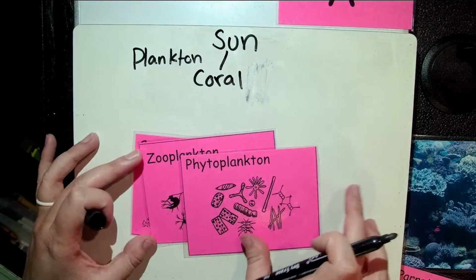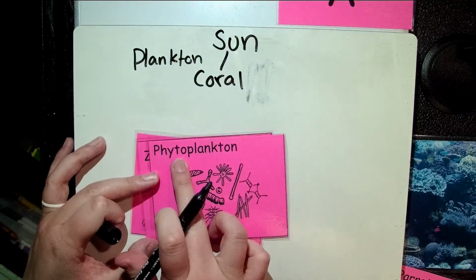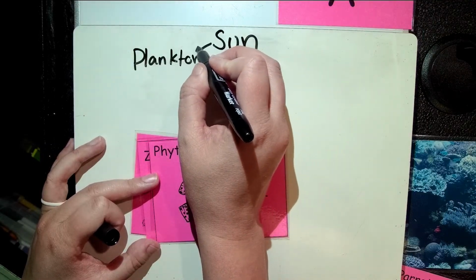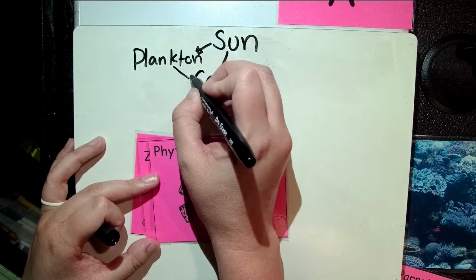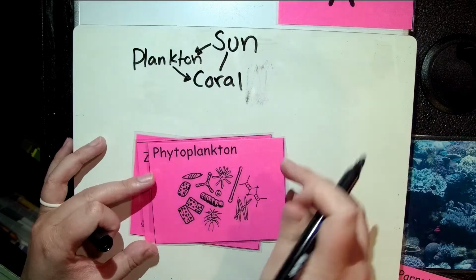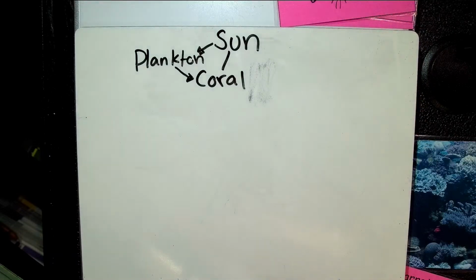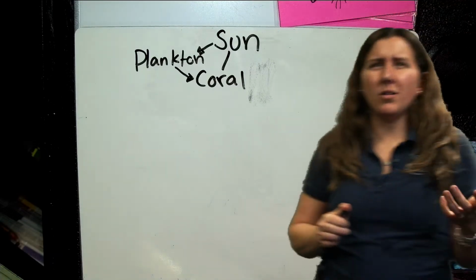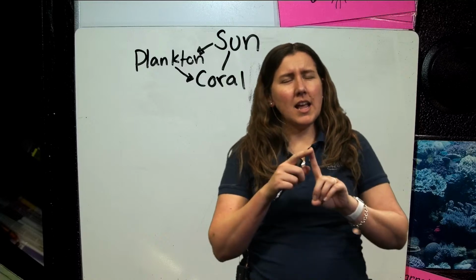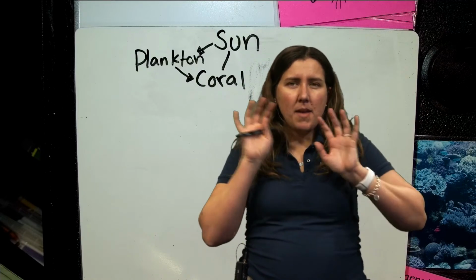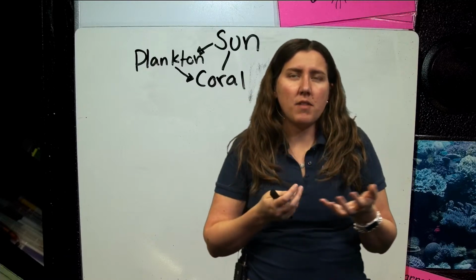And if that plankton is phytoplankton, meaning plant plankton, guess what? It is getting its energy from the sun, and then that plankton gets energy to the coral. Now, remember I said that coral is kind of a 3-for-1. It's an animal, it has a little plant roommate, and then it makes this rock-like structure around it.